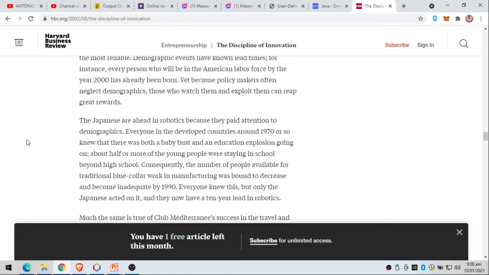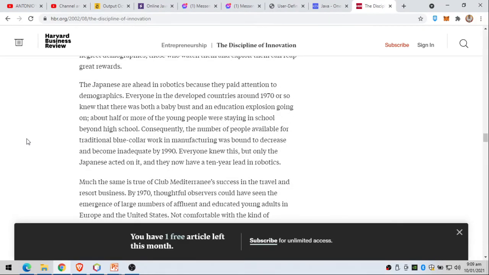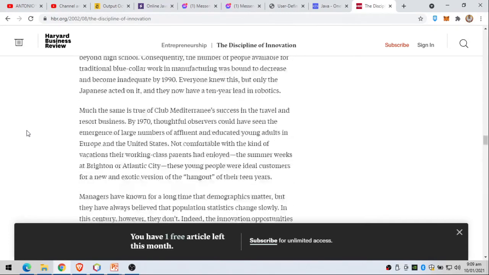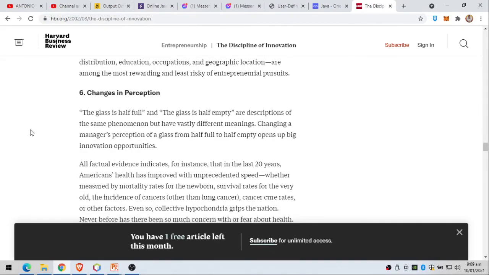The Japanese are ahead in robotics because they paid attention to demographics. Everyone in the developed countries around 1970 or so knew that there was both a baby bust and an education explosion going on. About half or more of the young people were staying in school beyond high school. So consequently, the number of people available for traditional blue-collar work in manufacturing was bound to decrease and become inadequate by the 1990s. Everyone knew this, but only the Japanese acted on it, and they now have a 10-year lead in robotics.